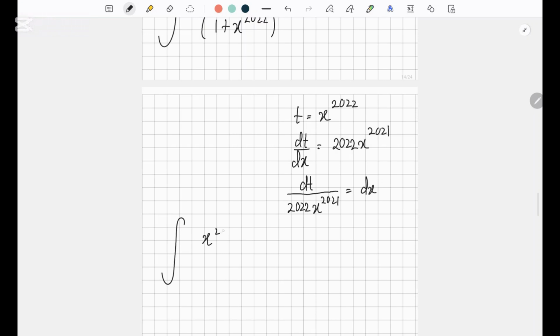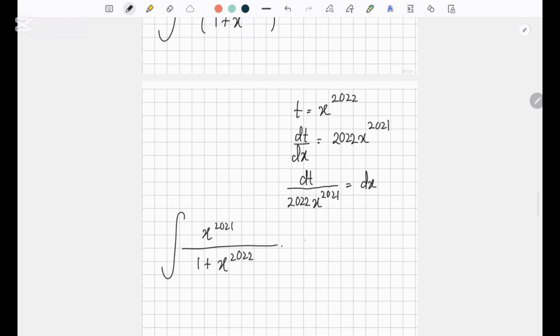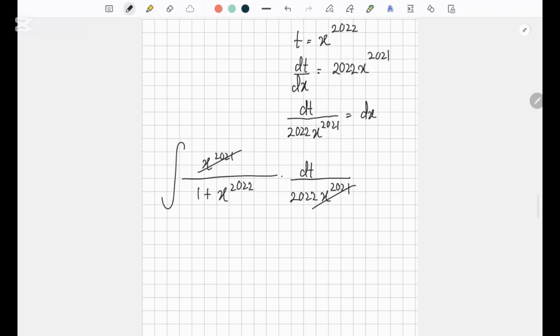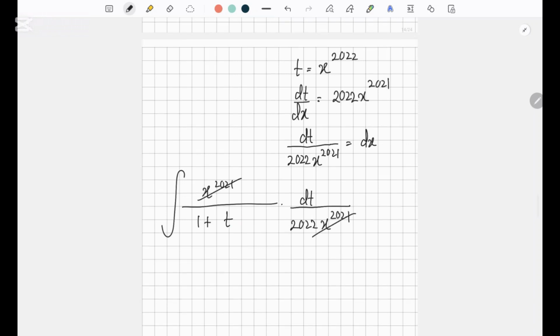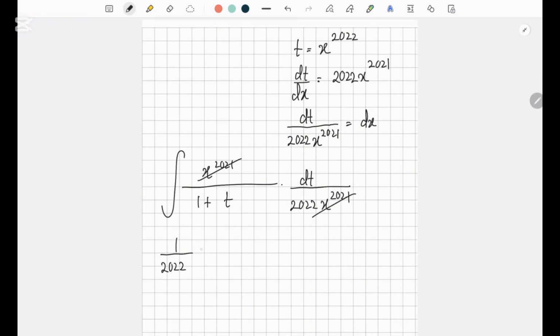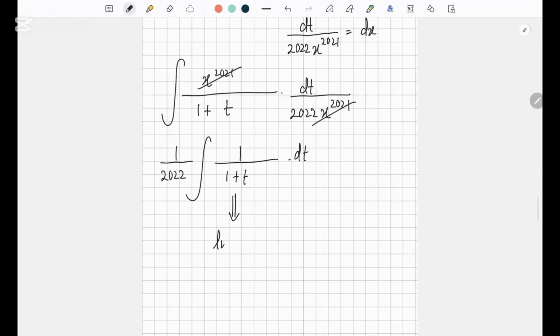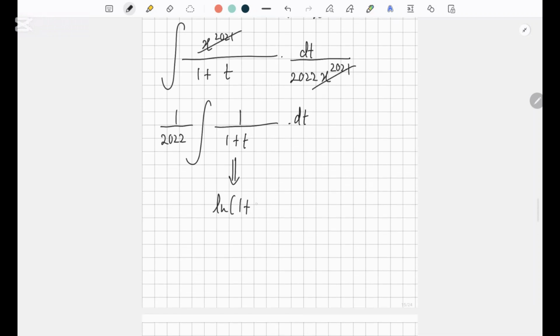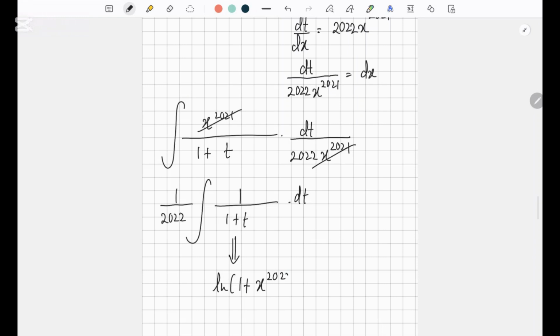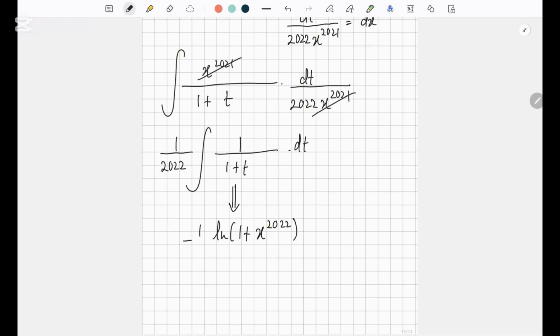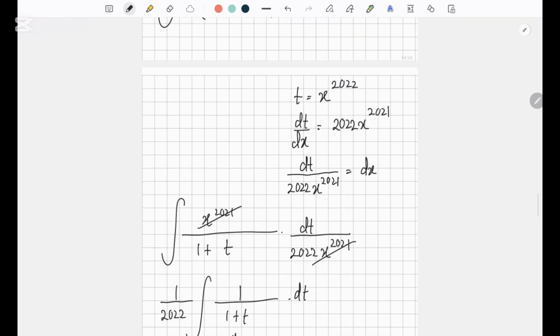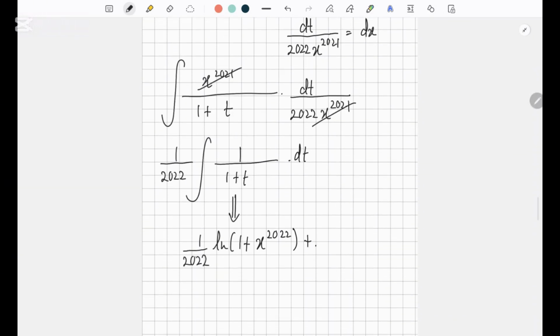Go back into your question. x to the power 2021 over 1 plus x to the power 2022, dx. Instead of dx, it's going to be dt over 2022 into x to the power 2021. These two will cancel off, and instead of x to the power 2022, I'm going to write t. Now we just have to integrate 1 over 2022 into the integration of 1 over 1 plus t dt, and the integration of this is very easy. It's ln of 1 plus t, and t was x to the power 2022, into 1 over 2022. But this is not your final answer. You'll have to add it to the previous answer we had, which was ln x plus c. And that's the answer for the second question we did.